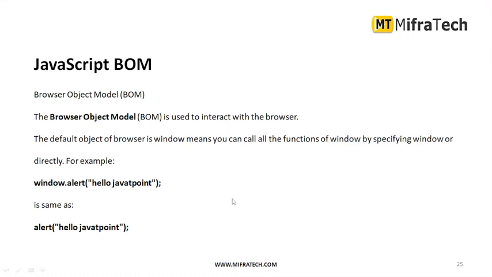Next, JavaScript BOM, the Browser Object Model. The Browser Object Model is used to interact with the browser. The default object of the browser is window, which means you can call all the functions of the window by specifying window or directly. For example, window.alert hello is the same as alert hello.